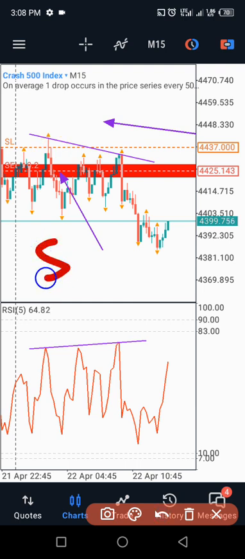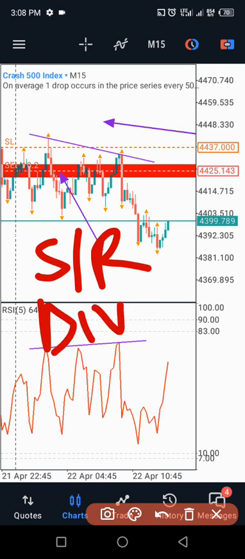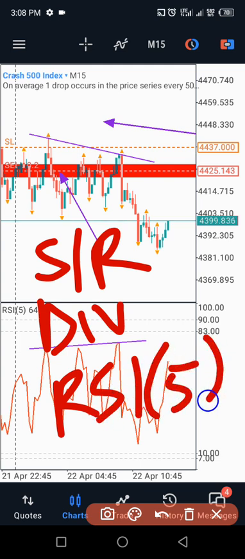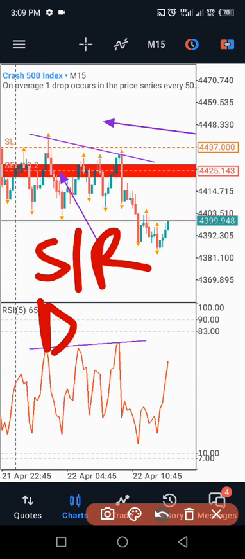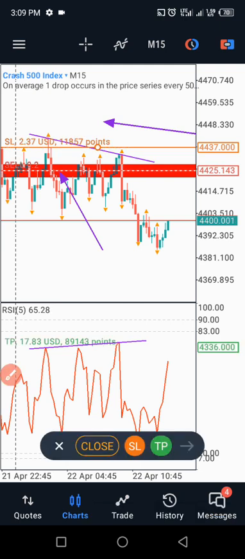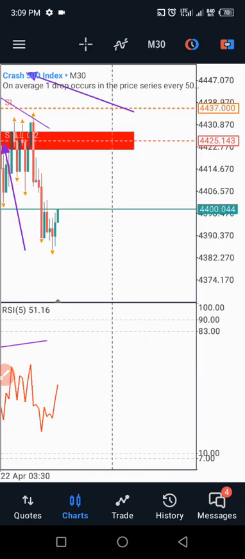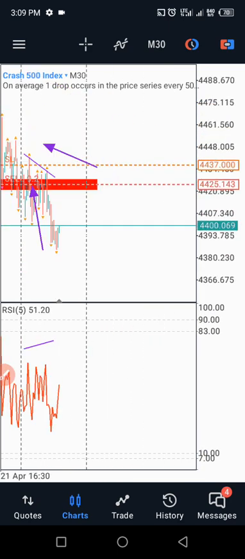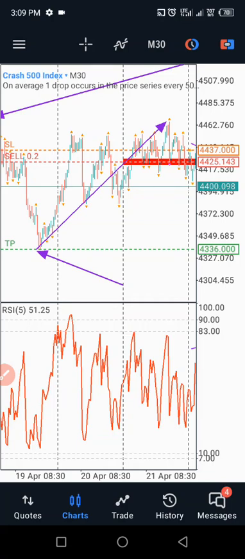Okay, so now we'll be able to talk about the support and resistance, and then the divergence, and then we'll also be able to talk about the RSI. Okay, because it is with the RSI 5 indicator that we are able to note if the market actually occurred with the divergence. So the divergence is just a concept that we use together with the RSI and together with the support and resistance. So guys, I'm just going to watch out to see how this trade is going to play out, and hopefully it should get to my take profit around here.